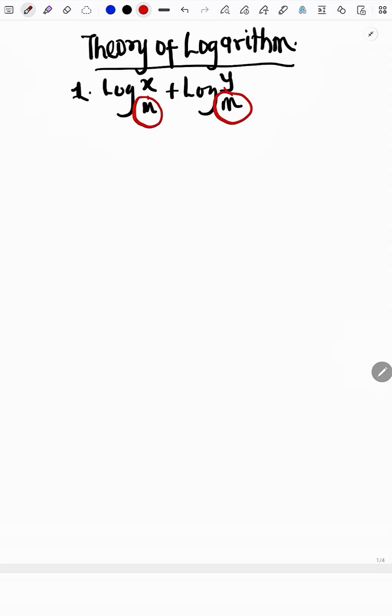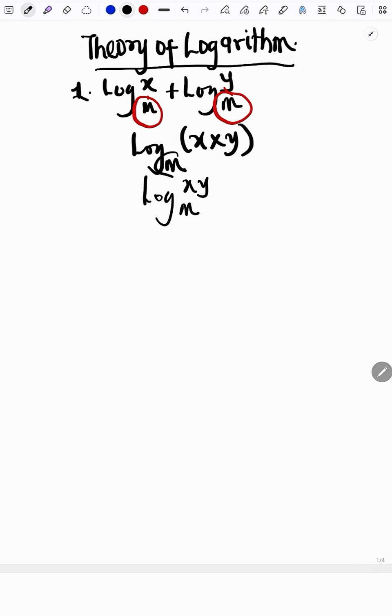In today's session, we'll be talking on the theory of logarithm. Log x base m plus log y base m. Now this law is applicable when the base values are the same. If the base values are the same, this is equivalent to log base m of x times y. This becomes log xy base m. This is only possible when the base is the same.